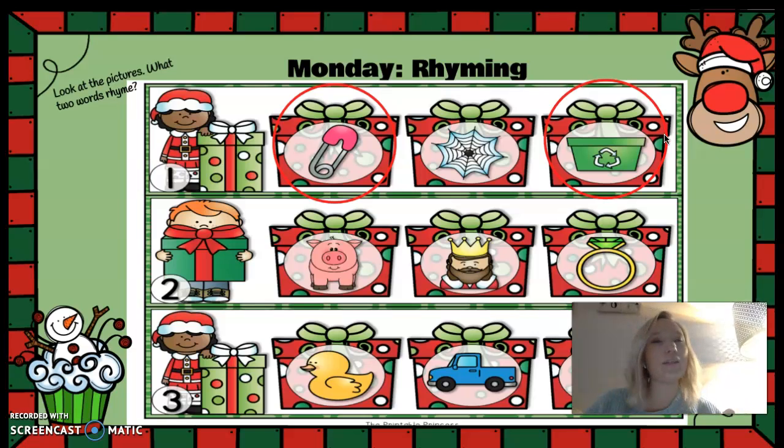Go ahead and give yourself a kiss on the brain. Mwah. I'm smart. All right, let's look at the next one. We have pig, king, ring. What 2 words rhyme? If you said king and ring, then those 2 words rhyme.